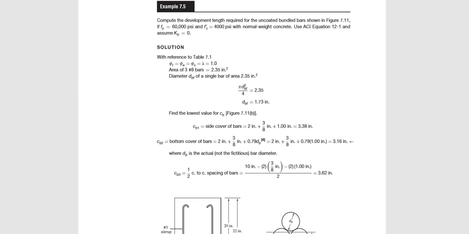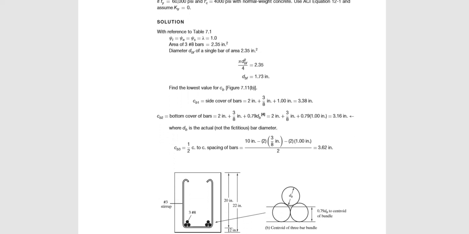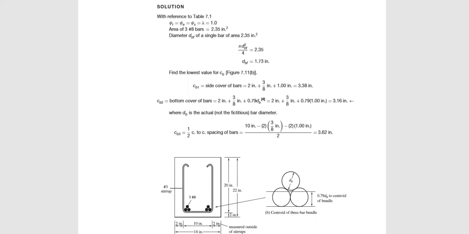How? Psi t is the reinforcement location factor. If I go to the case, it is given here. So why is psi t 1? Because it is a reinforcement location factor. If you have more than 12 inches of fresh concrete below the bar, then it is 1.3, but there is less than 2 inches of concrete here, so psi t should be 1.